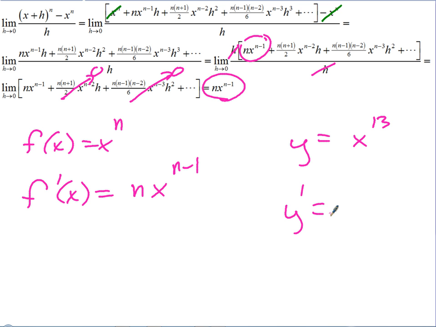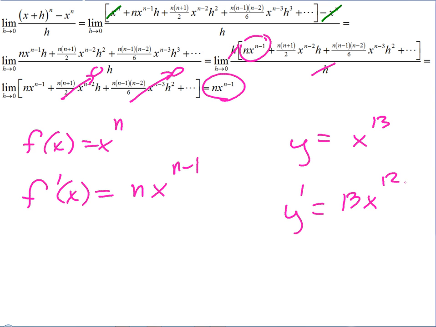13x to the 12th. Yeah, to the 12th, exactly. So we just bring the exponent down in front and multiply it by the coefficient, which is just 1 here, right? So we get 13 times x, and then I reduce the power by 1. That's it. Simple. A lot easier than what we were doing, isn't it?